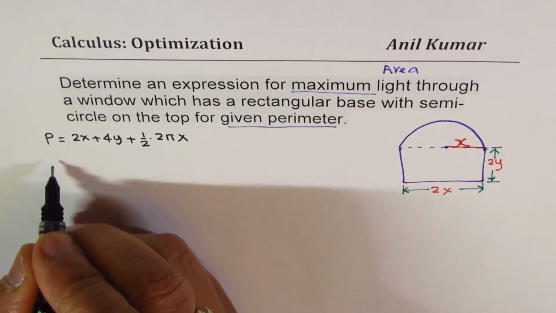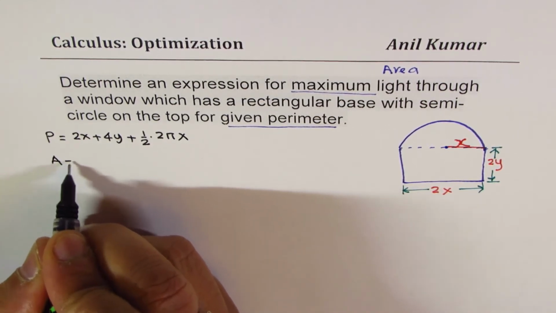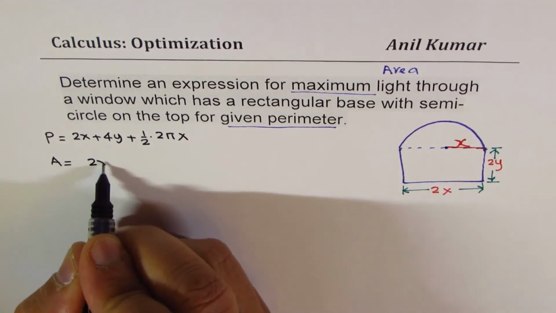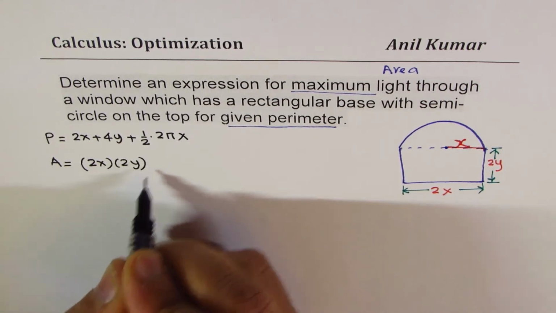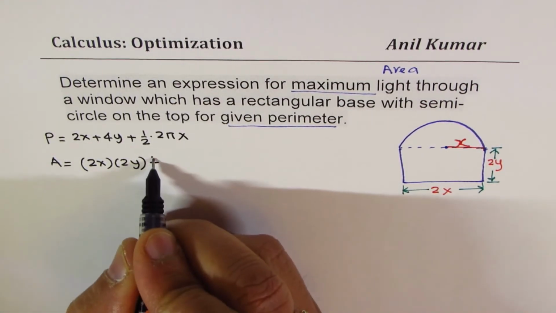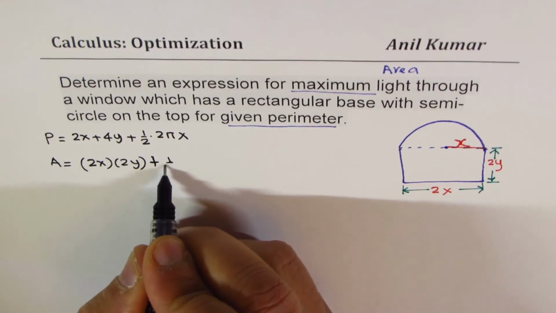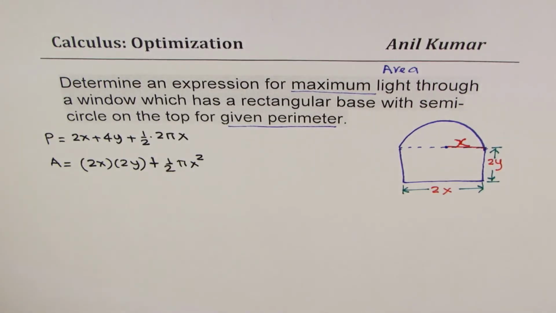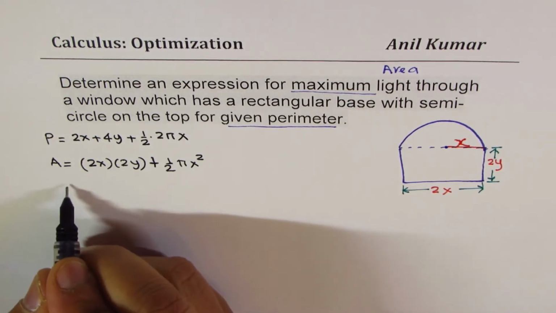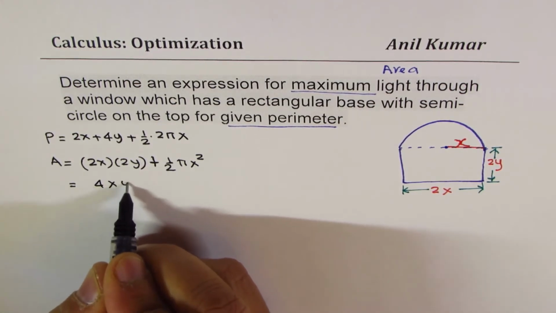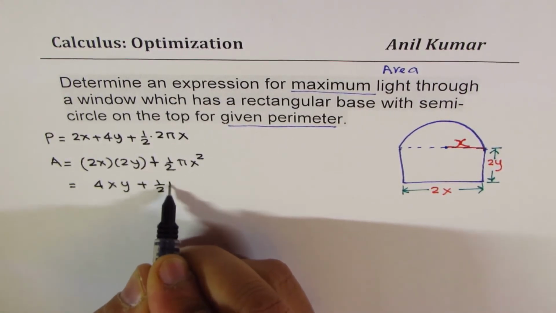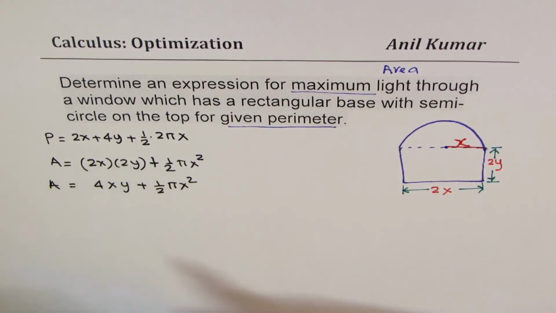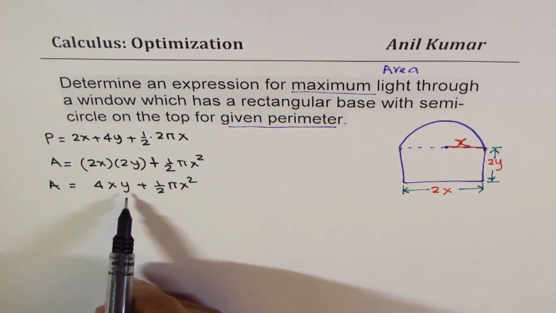Now, area is the area of rectangle and the semicircle. So it could be written as 2x times 2y, that's the area, plus half the area of the circle, which is pi x square. So that becomes the area. Now we could write this as 4xy plus half pi x square. Now this equation is in two variables, x and y. We need to write it in only one variable.